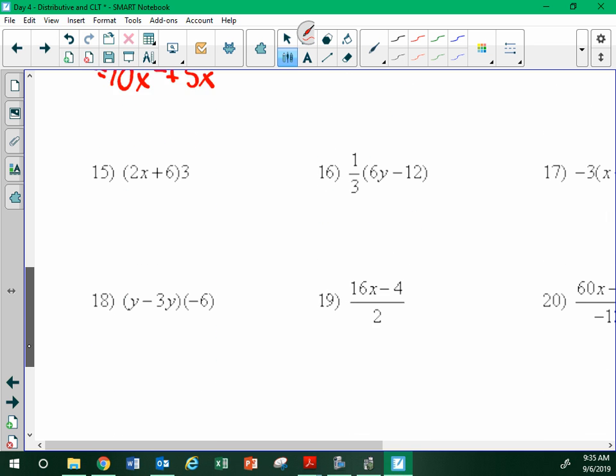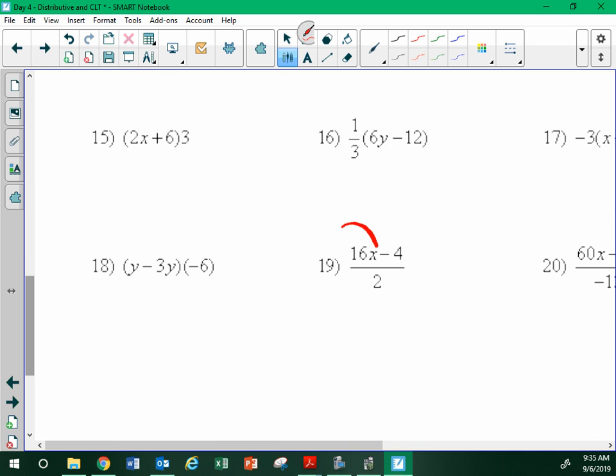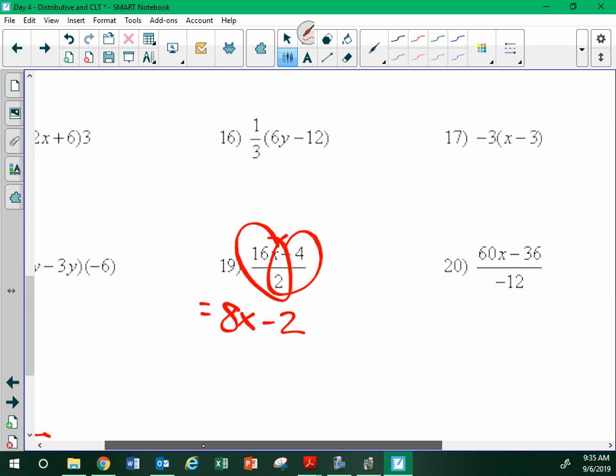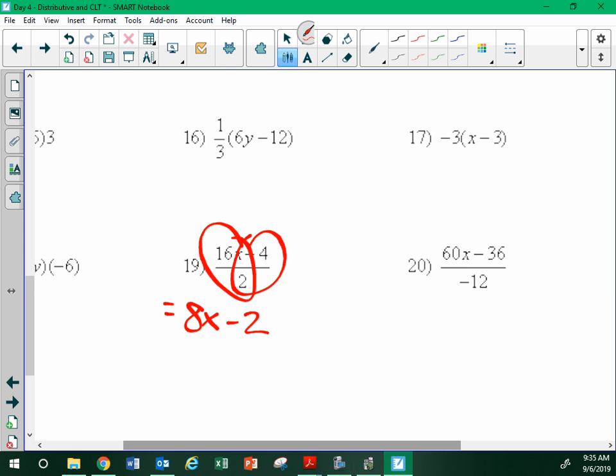Alright. Down here, 16x divided by 2 is 8x. Negative 4 divided by 2 is minus 2. 60x divided by negative 12 is negative 5x. And negative 36 divided by negative 12 is a positive 9.